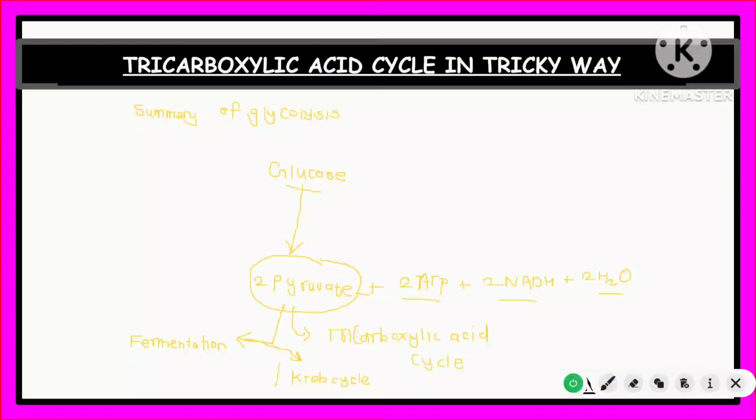Now we are going to see the Krebs cycle, or tricarboxylic acid cycle, or citric acid cycle. Why is it called the Krebs cycle? It is described by a scientist, Krebs. Now we will go to our main content. What is the Krebs cycle? From glycolysis we got two pyruvate. These two pyruvates are three carbon compounds, as we already saw.